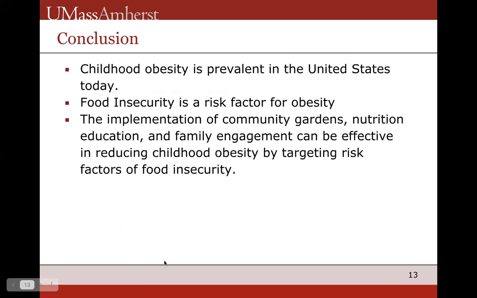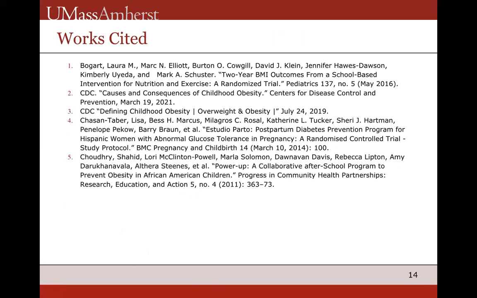In conclusion, childhood obesity is very prevalent in the United States today, and food insecurity is the main risk factor. But through the implementation of community gardens, nutrition education, and family engagement, we can work to reduce childhood obesity by targeting risk factors of food insecurity. Although individually all three recommendations have positive results, the ideal solution would be to utilize all three strategies. And these are our works cited.